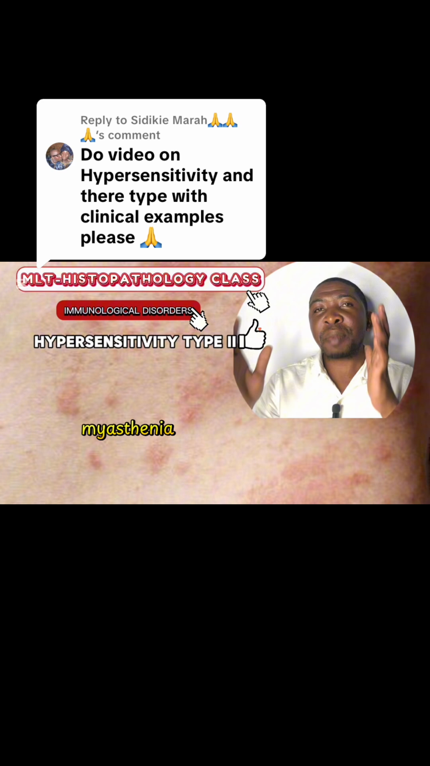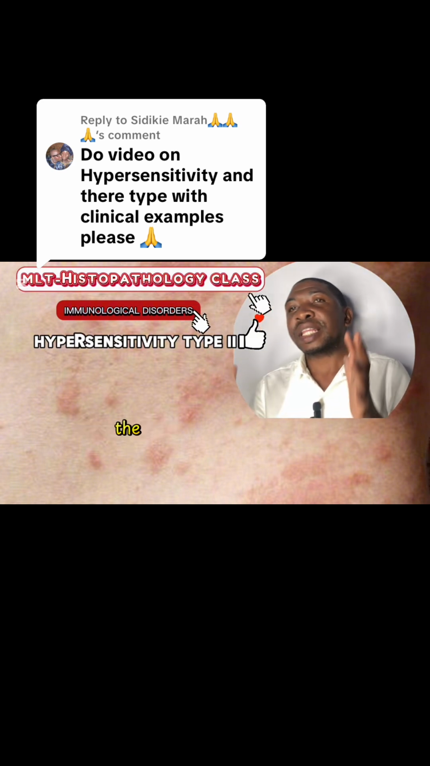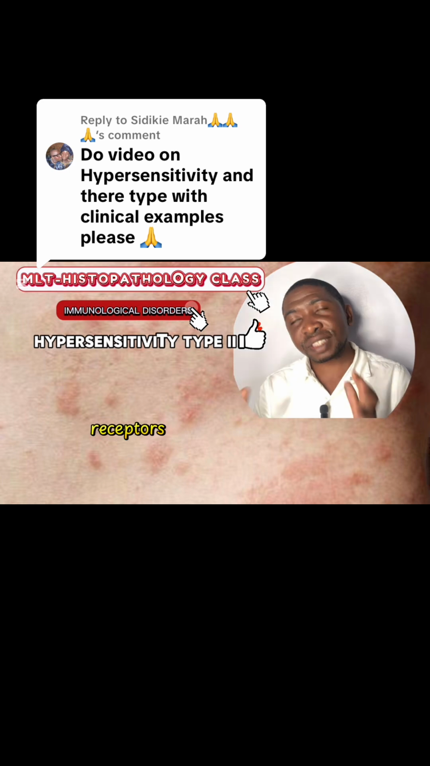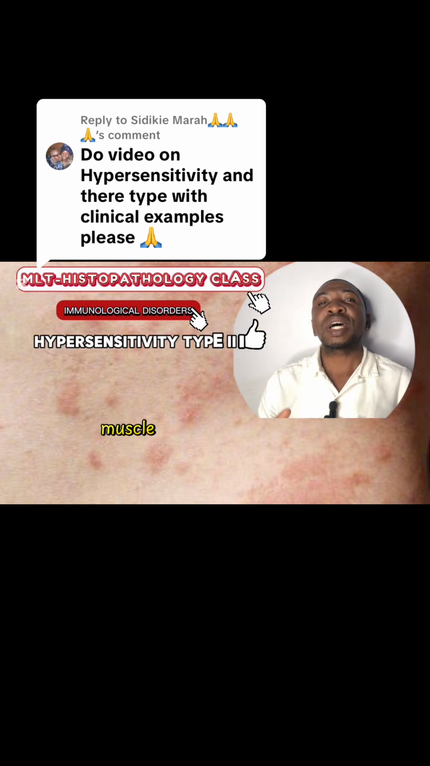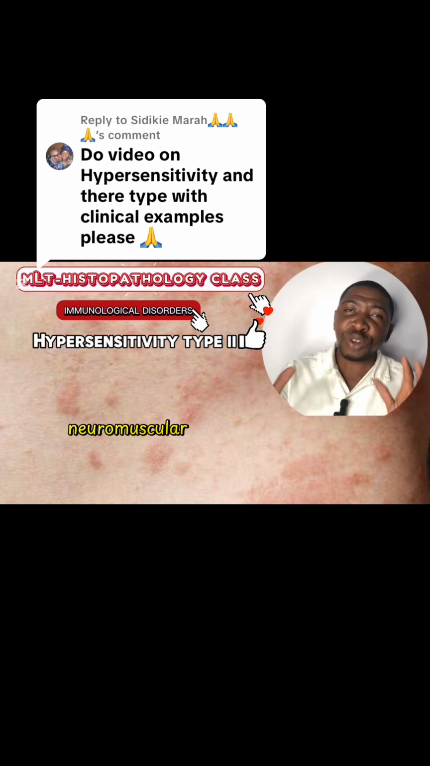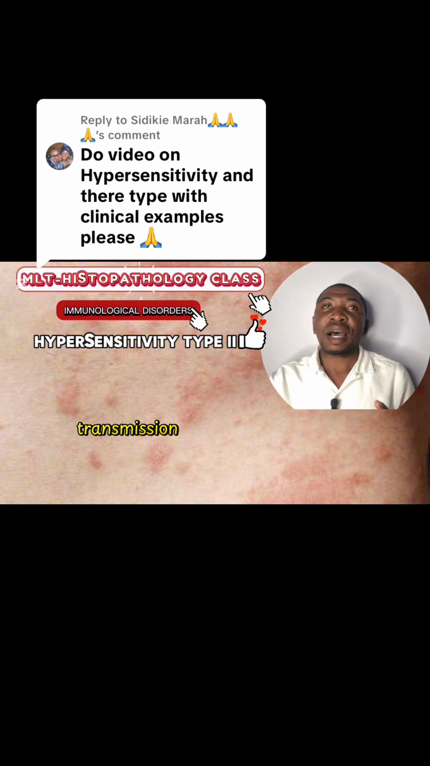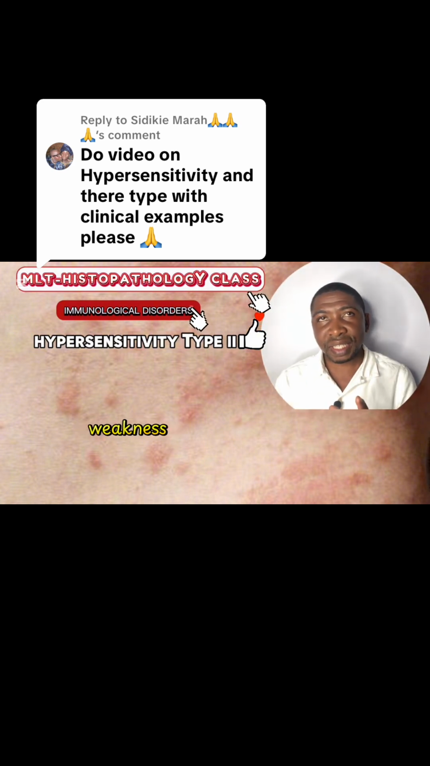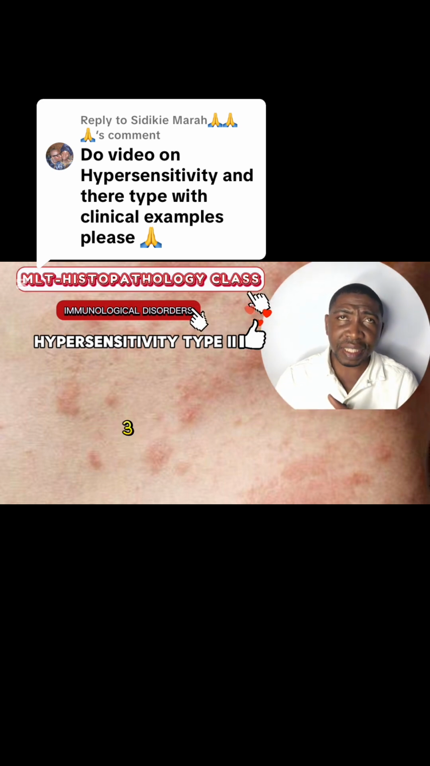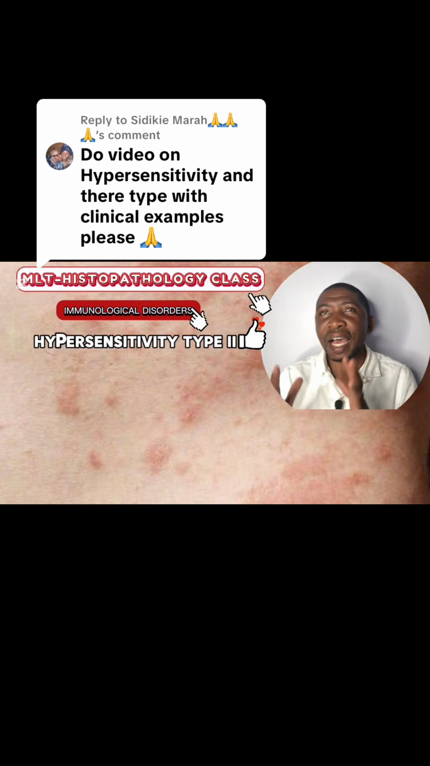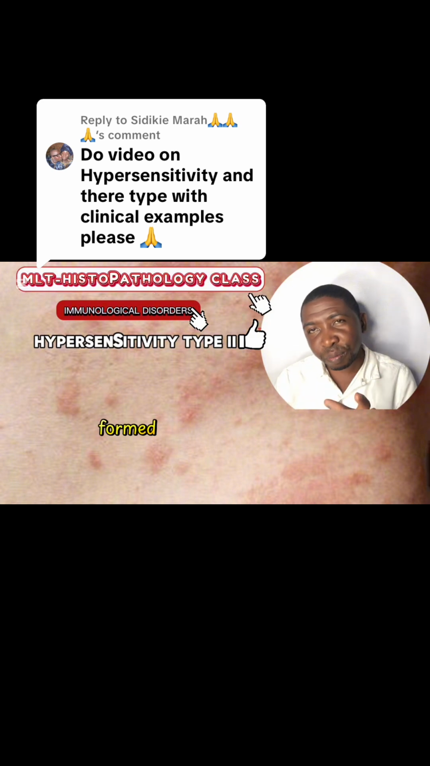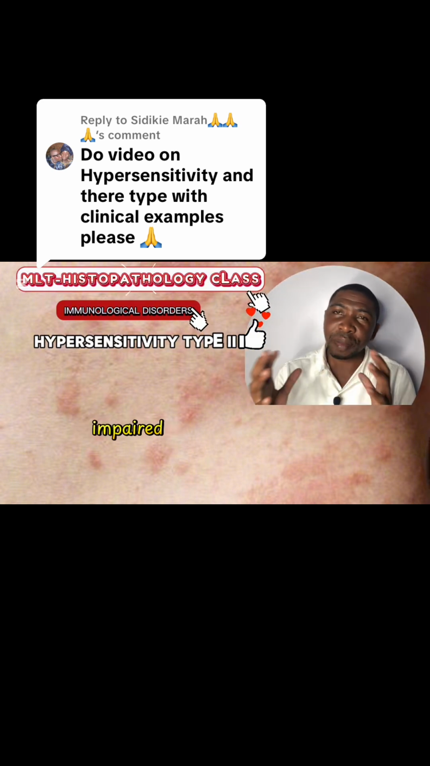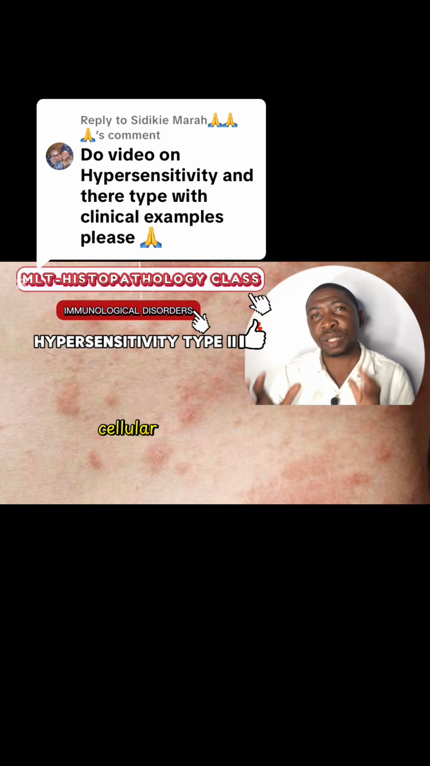Secondly, in myasthenia gravis, the neuromuscular disease, antibody to acetylcholine receptors of skeletal muscle is formed, blocks the neuromuscular transmission at the motor end plate, resulting in muscle weakness. Number 3, in male sterility, anti-sperm antibody is formed which reacts with spermatozoa and causes impaired motility as well as cellular injury.